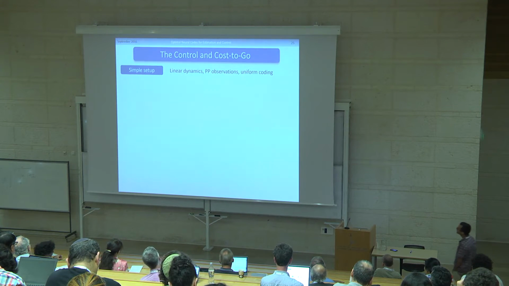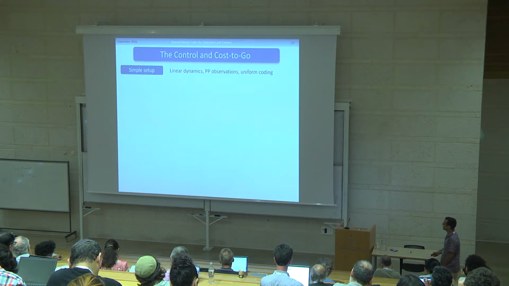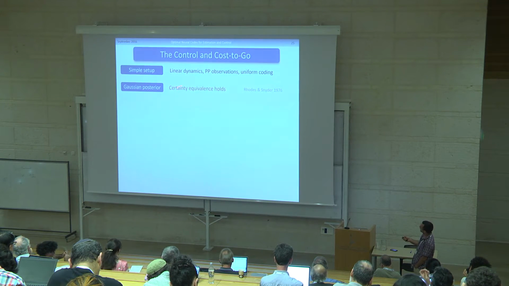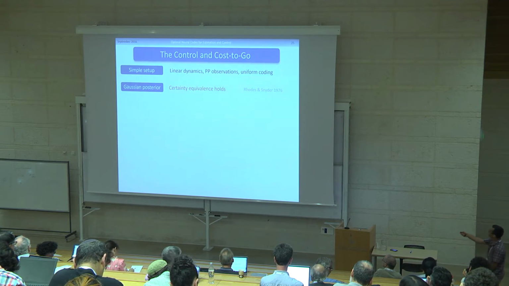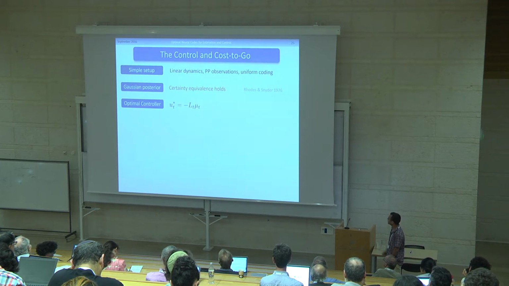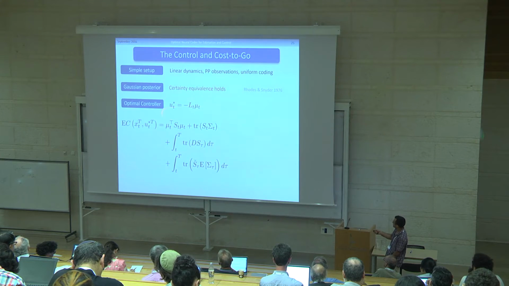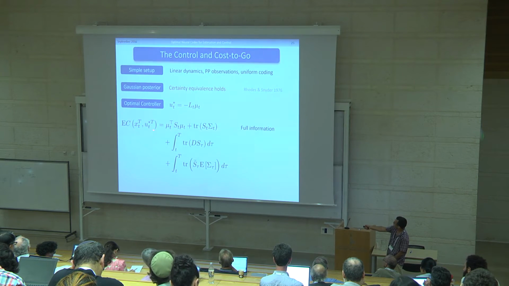So for control, let me look at a simple setup where you have a linear dynamical system, point process observations, and uniform coding. I will extend the uniform coding assumption shortly. In this case, as I mentioned, the posterior is actually Gaussian, and Rhodes and Snyder long ago have shown that under this case, the certainty equivalence principle holds. The optimal controller is a linear function of your mean state estimate. Again, I apologize for this equation, but let me try to interpret. This is the expected value of the cost for your optimal controller.